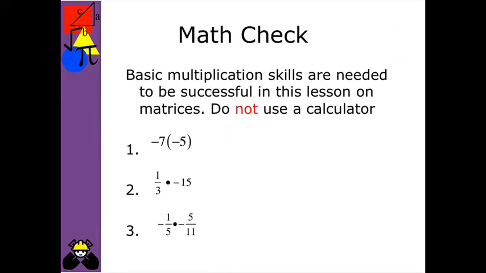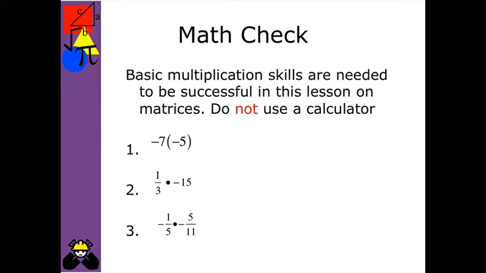Now, the basic arithmetic check today is to make sure that you can multiply positives and negatives together. Don't use a calculator on this. Copy down any missing terms and go ahead and work this on your paper. I'll meet you back here in a minute.